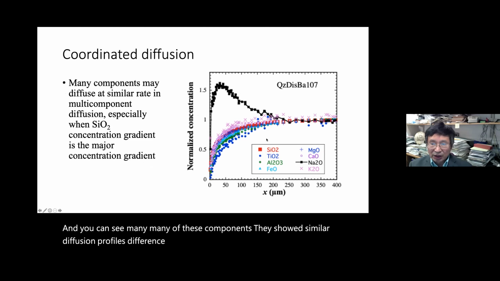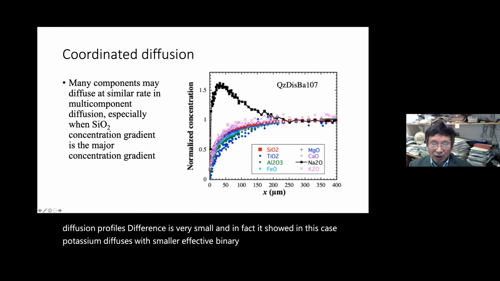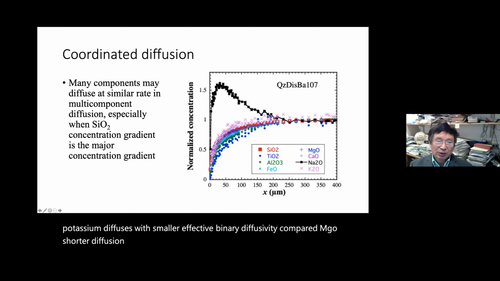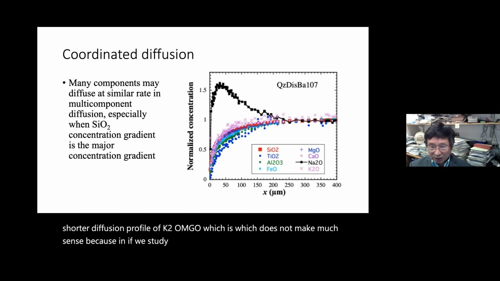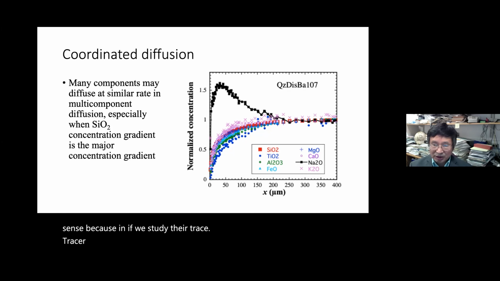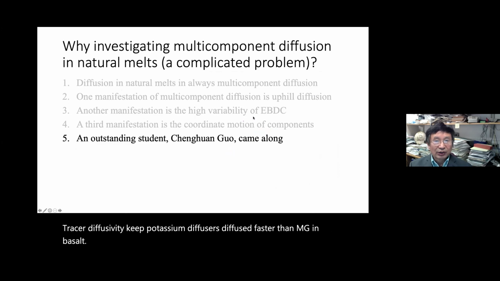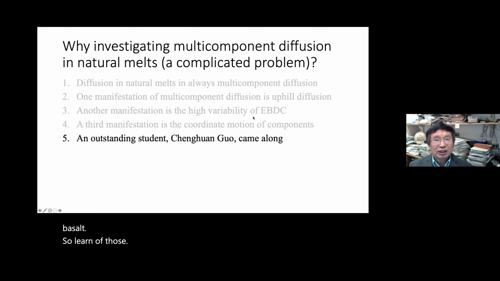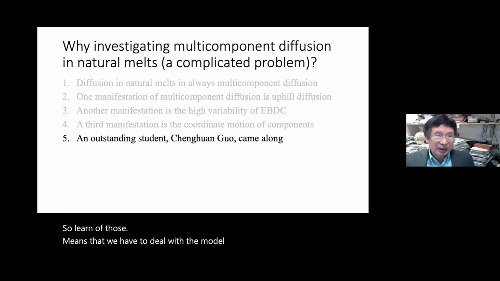In fact, in this case, potassium diffuses with a smaller effective binary diffusivity compared to MgO, so there is a shorter diffusion profile of K2O than MgO. That does not make much sense, because if we study their tracer diffusivity, potassium diffuses faster than Mg in basalt. So all of this means that we have to deal with multi-component diffusion in natural melts.